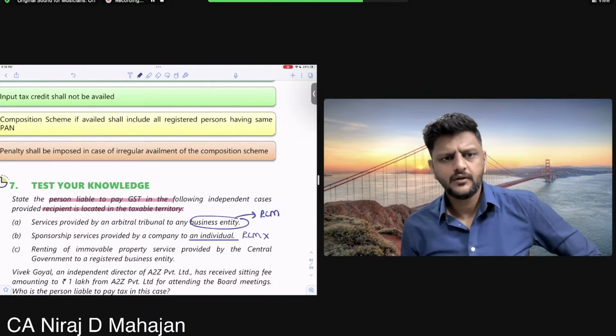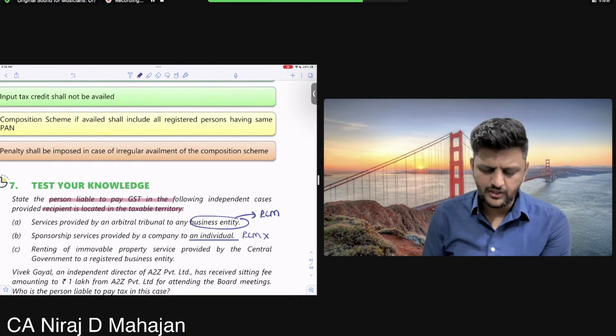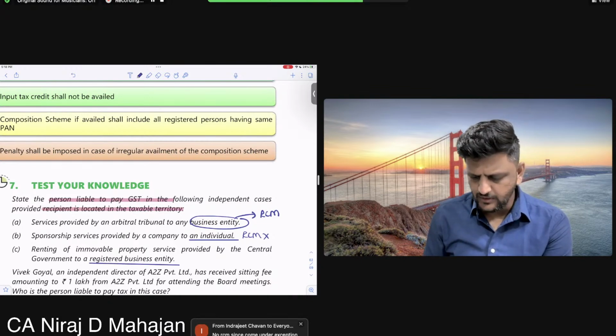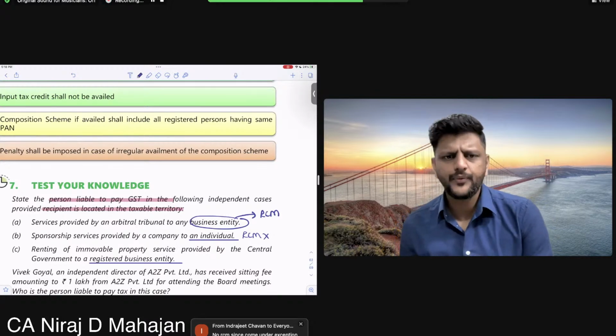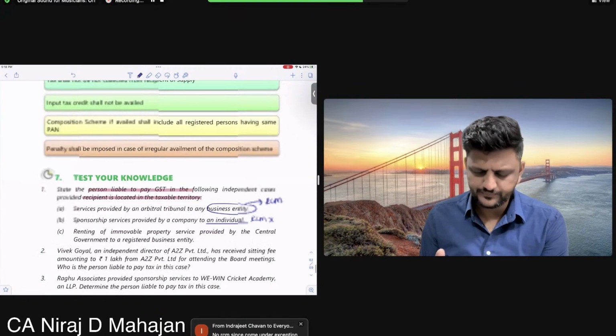Ready, everybody? Renting of immovable property service provided by CG to a registered business entity. Was RCM applicable on it? No. RCM was not applicable, na bachcho? So let us check the answer.